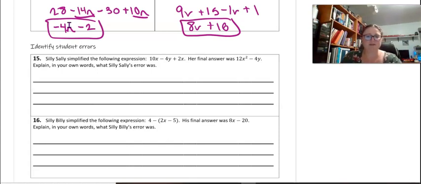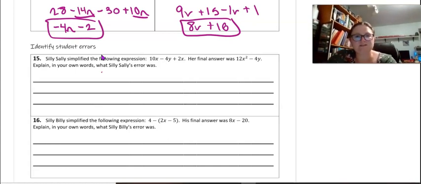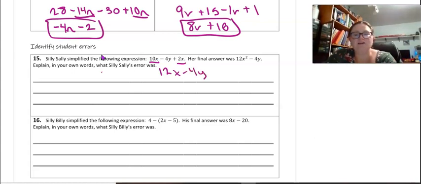the error was. So if we look at this question right here, it says, Silly Sally simplified the following expression, 10x minus 4y plus 2x. Her final answer was 12x squared minus 4y. Now, I do agree that one of the best ways to approach these is to start by doing the problem. So here we'd have 10x and 2x should be 12x minus 4y. Now you compare what you got with what Silly Sally did. She put a power of 2 on the 12x squared. That means she doesn't get that when you add like terms, the exponent can't change.